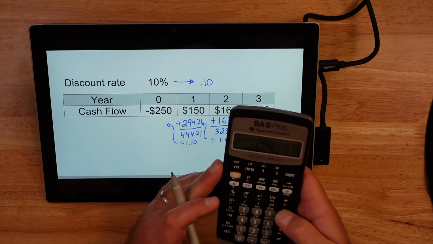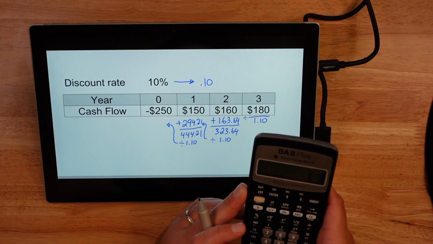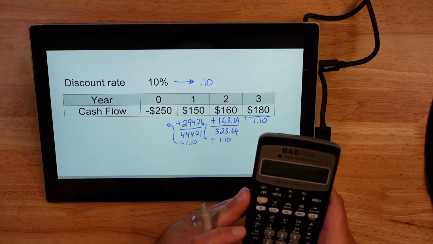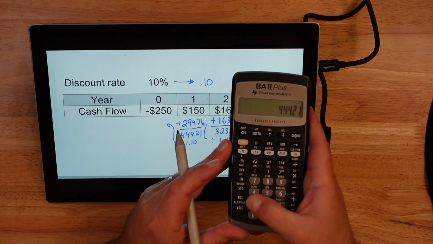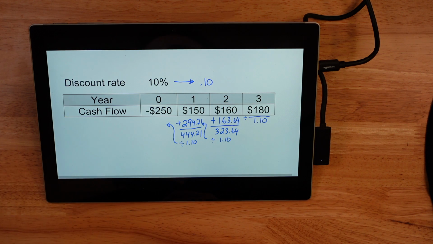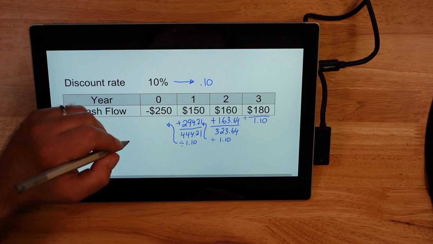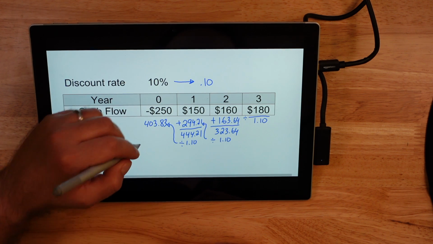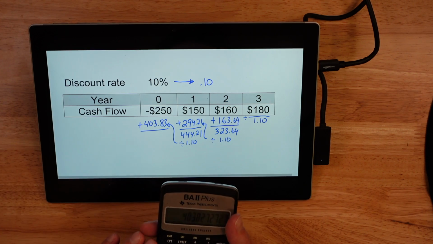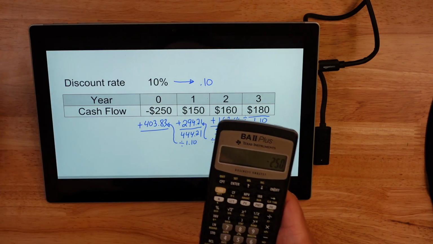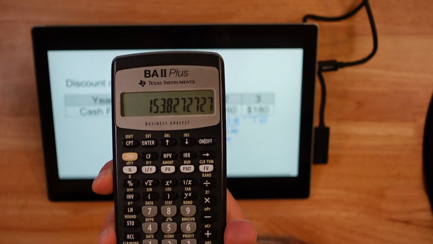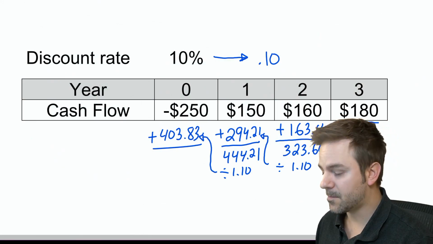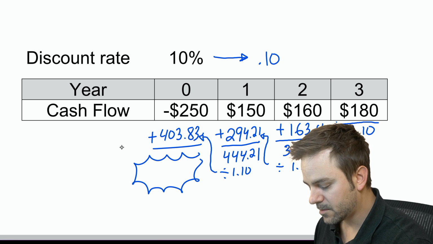Here we go. Just divide by 1.1. Whoops. I had 150 plus 294.21. There we go. And then divide by 1.1. And then we end up with 403.83. Okay. Again, we have two numbers at the same point in time. We're just going to add those together like so. And there's a grand finale to the problem, 153.82. That's going to give us the net present value of this whole thing. Right here is the answer.